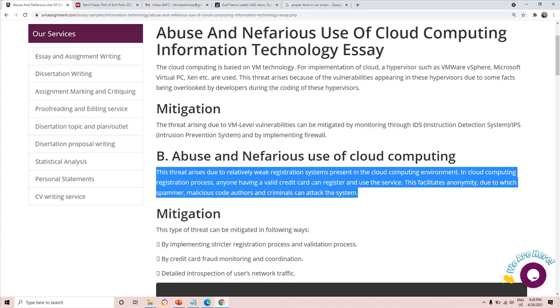So weak registration system. In the cloud service, if without any proper validation or identification, people are allowed to register and use the service, this can be misused by people with malicious intention, and they can do some kind of attack against the cloud computing system. So this kind of weakness comes under the abuse and nefarious use of cloud computing category.